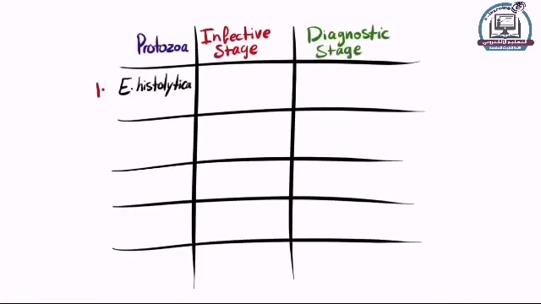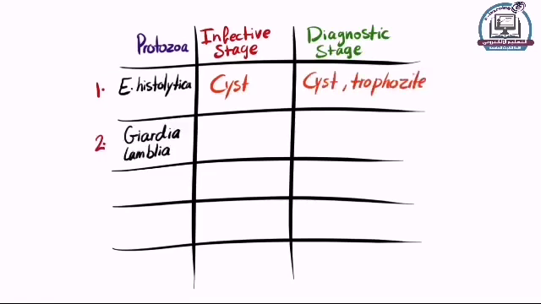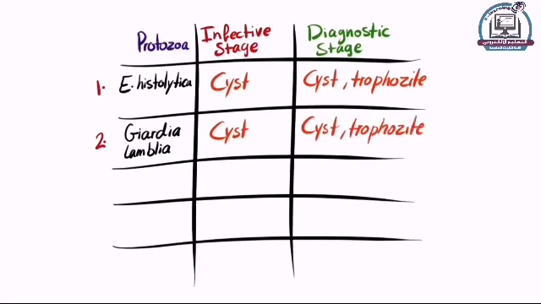So for Entamoeba histolytica, the infective stage is the cyst, and the diagnostic stage is the cyst and trophozoite. For Giardia, the infective stage is the cyst, and the diagnostic stage is also cyst and trophozoite. For Trichomonas, however, remember we didn't have a cyst, so the infective stage and the diagnostic stage is the trophozoite.